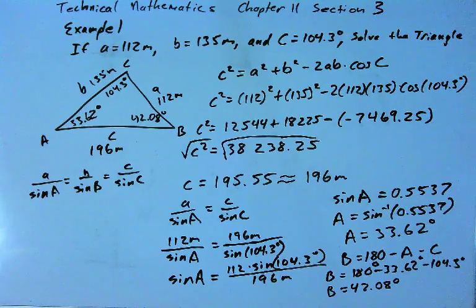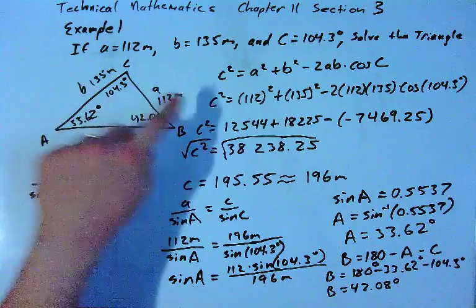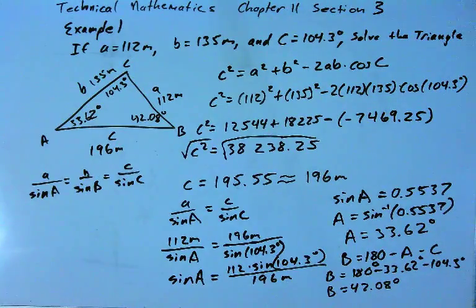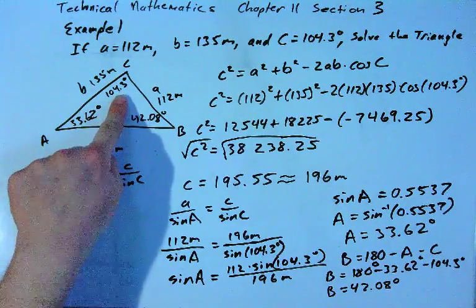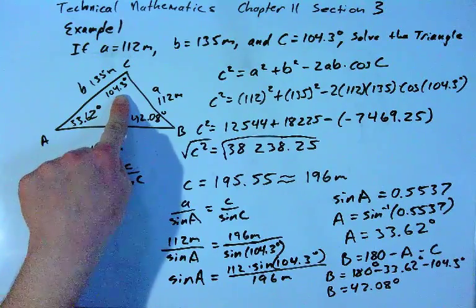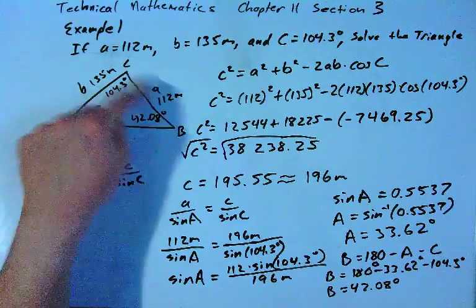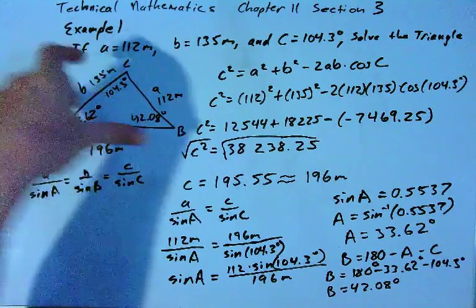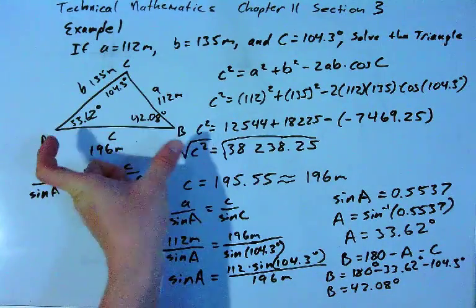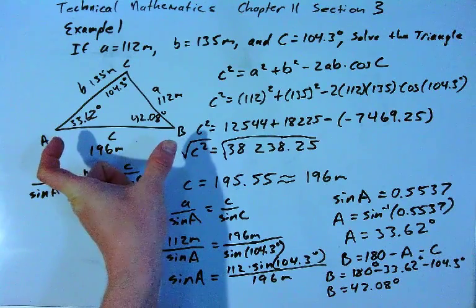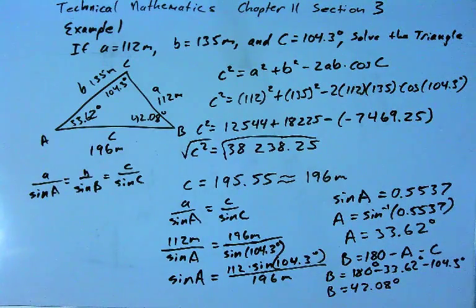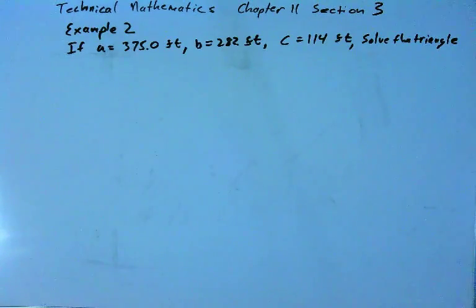Notice here that I don't have to worry about whether there's one solution or two solutions or three solutions. Because I knew two sides originally and the angle in between them, there's guaranteed to be only one solution. If I have an angle of 104.3 degrees and I know the lengths of both of these sides, there's only one way to put in the third side. There's no other option. So there's always only going to be one solution when I apply the law of cosines this way.